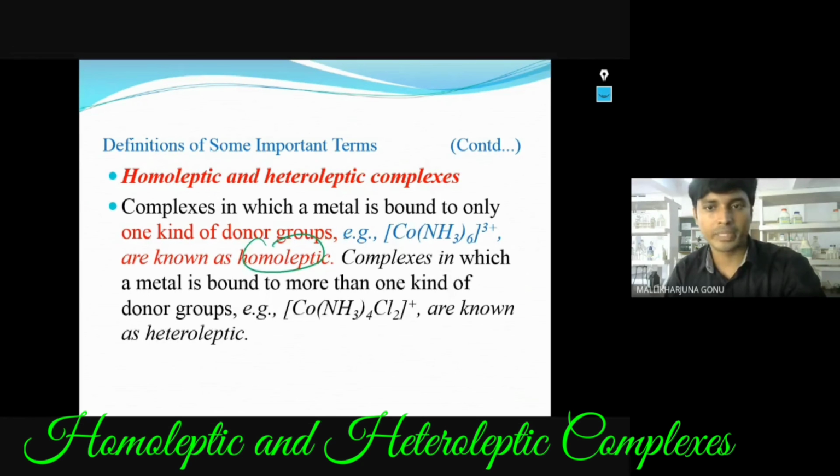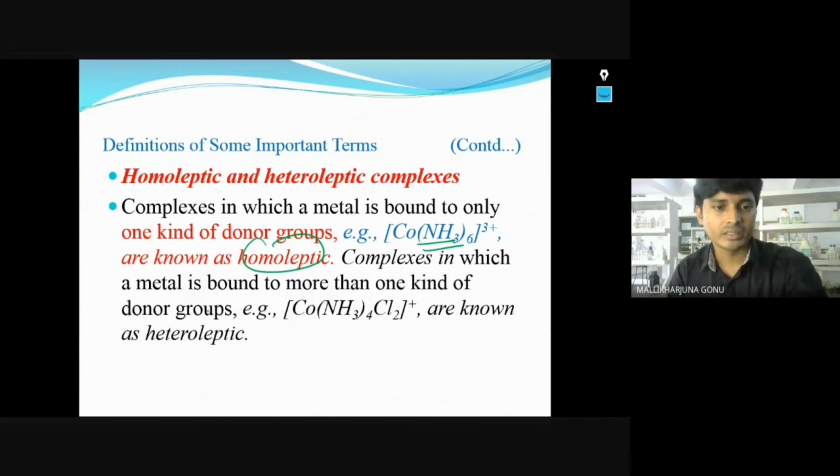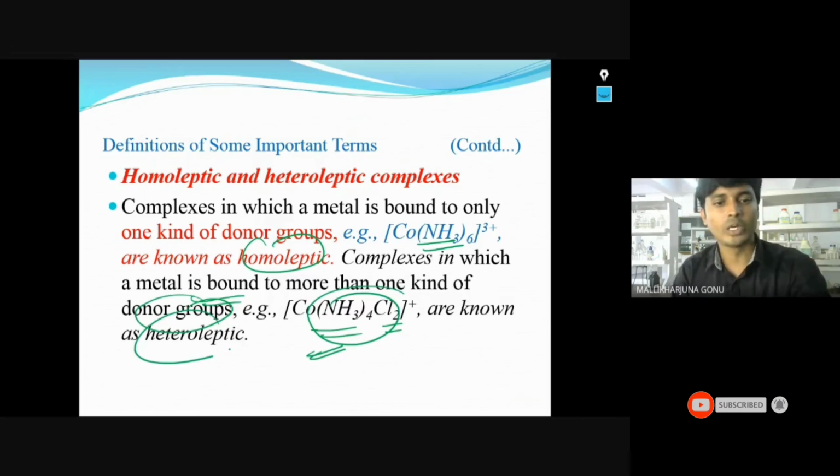Okay, here it is homoleptic because of the same type of ligands. Here it has different types of donor atoms, donor groups, which are NH3 and Cl2. So that's how it is called a heteroleptic complex.